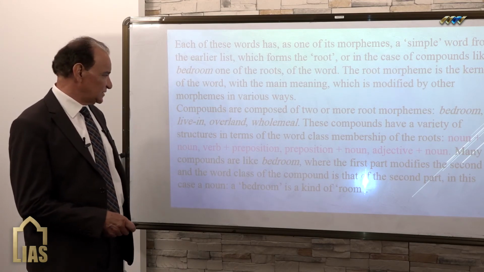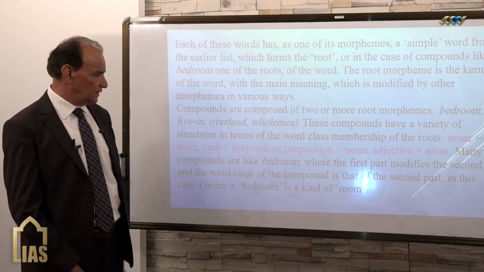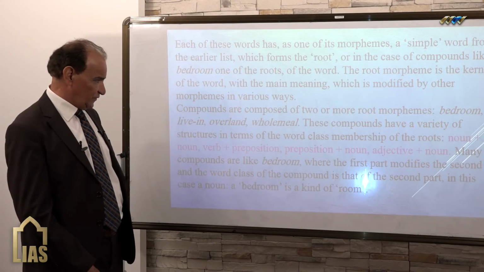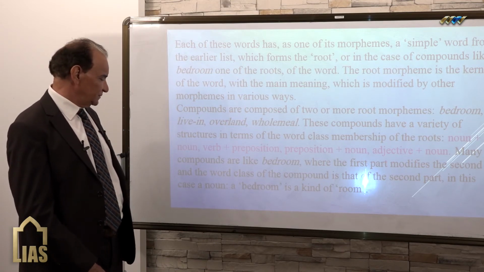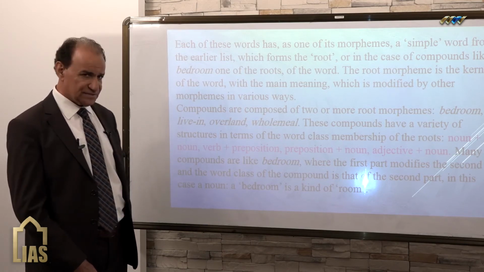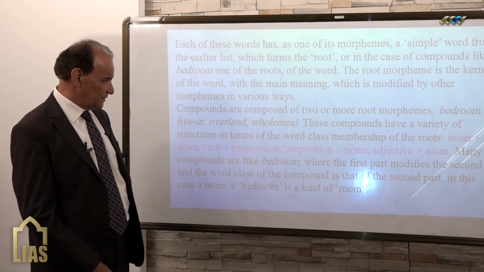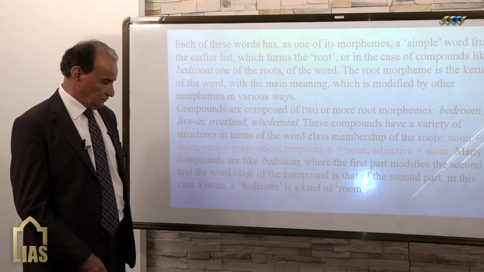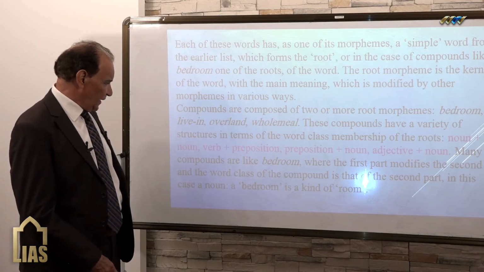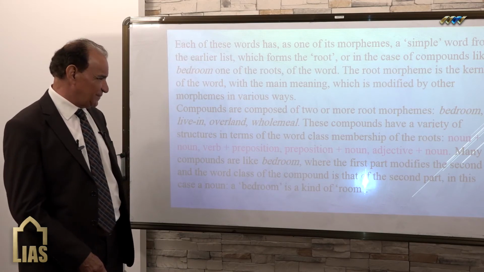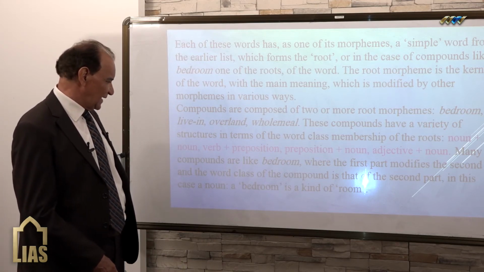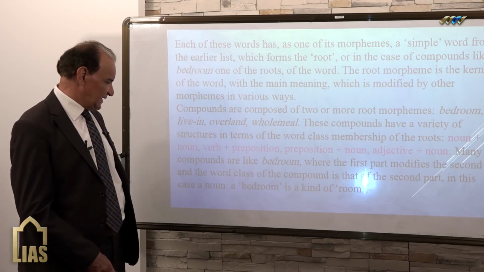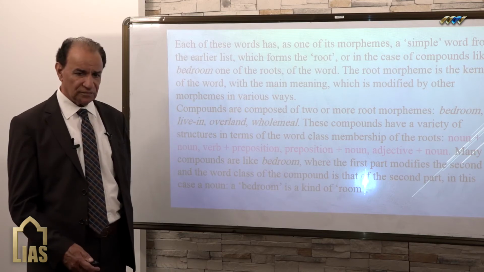These compounds have a variety of structures in terms of the word class membership of the roots. For instance, as I said, these compounds can be noun plus noun, bedroom; verb plus preposition, live-in; preposition plus noun, overland; adjective plus noun. Many compounds are like bedroom, where the first part modifies the second, and the word class of the compound is that of the second part. In this case, a noun: a bedroom is a kind of room.